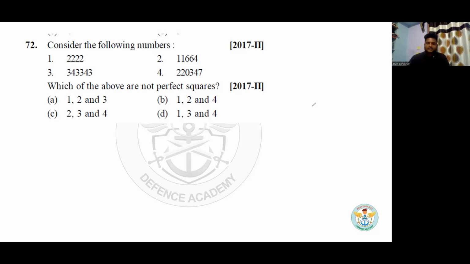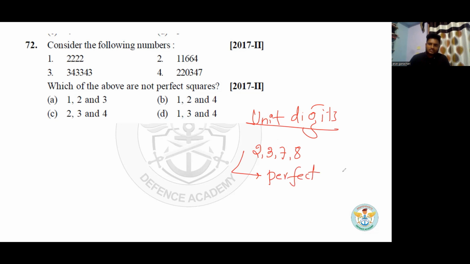I had discussed in the first class of square root and cube root the concept of unit digit. Yes or no? Unit digits. The numbers ending with 2, 3, 7, 8 can never give me perfect squares. These will never give me perfect squares. So the question is, which of the above are not perfect squares?